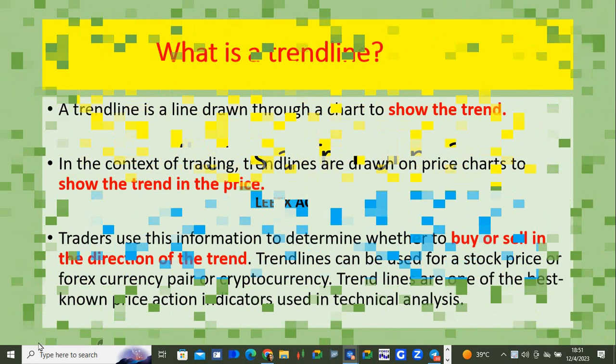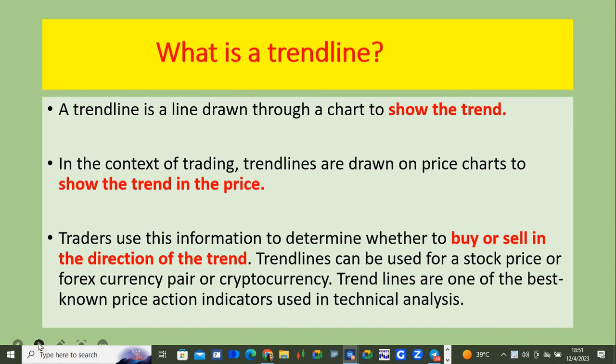Okay. Now, what is a trend line? So we need to understand that a trend line is a line drawn through a chart to show a trend. Now that is called a trend line. So in the context of trading, a trend line is drawn on the price chart to show the trend in the price.